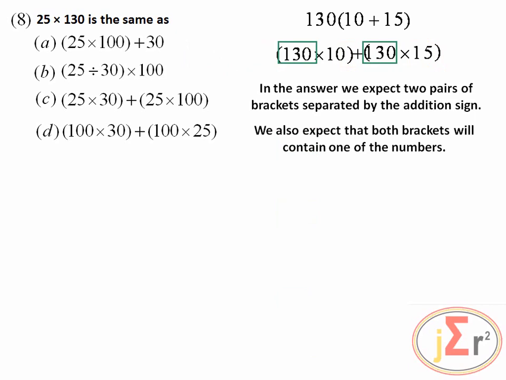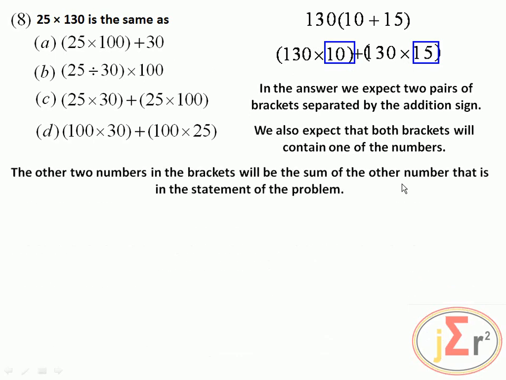We also expect that both brackets will contain one of the numbers. So in both brackets, we have 130, which is of course one of the original numbers that we have here. And what do we expect? We expect the other 2 numbers to be the numbers that will add to give the other one. So 25 is the sum of the other 2, while the 30 is present in both brackets.